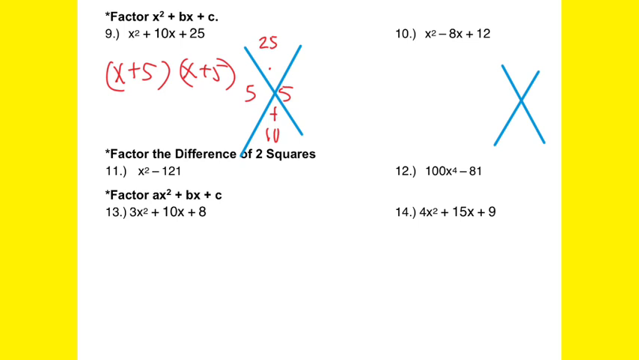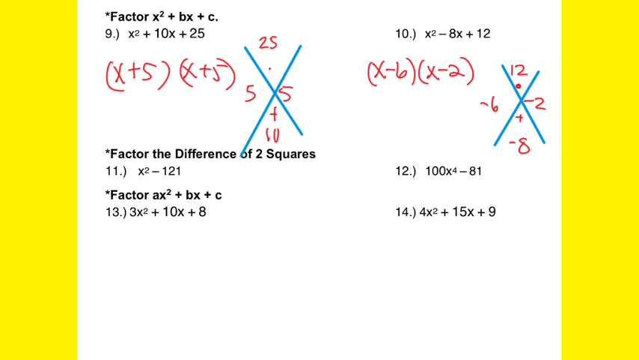Then number 10, 2 numbers that multiply to be 12 and add to be negative 8 are going to be negative 6 and negative 2, because a negative times a negative is a positive, and a negative plus a negative is a negative, right? Notice I did not need to factor by grouping. I did not need to put anything else down. I'm done at this point.